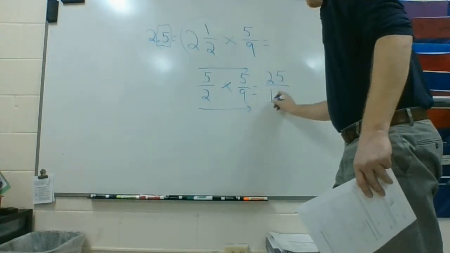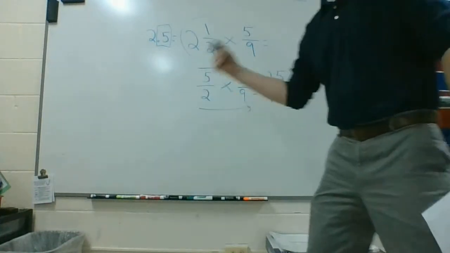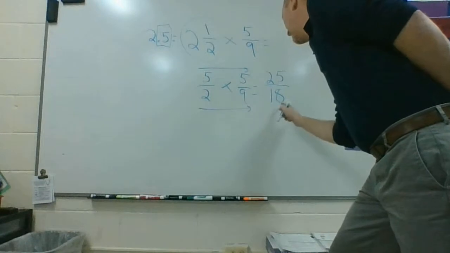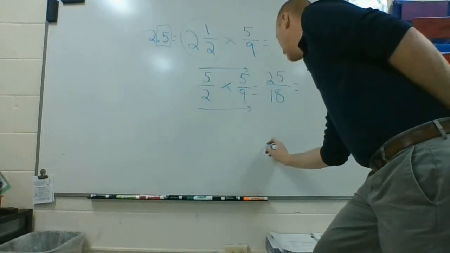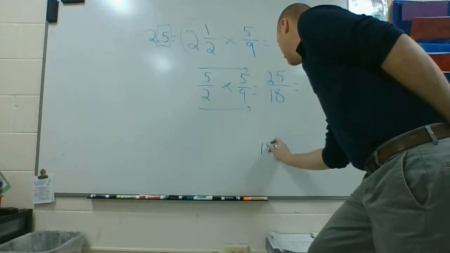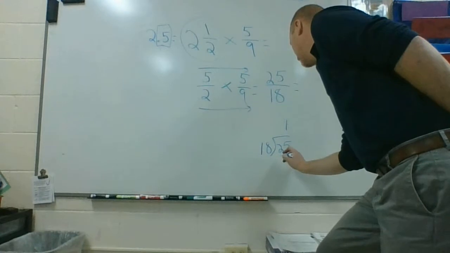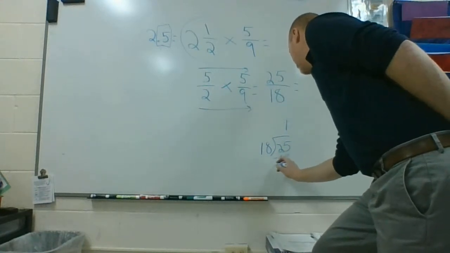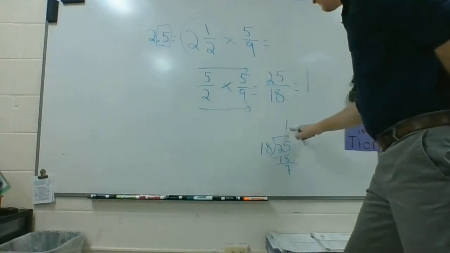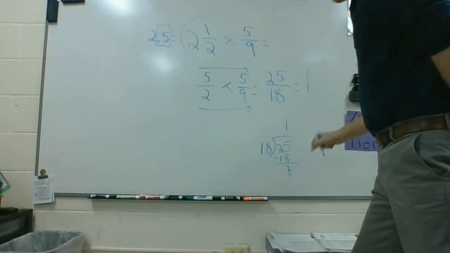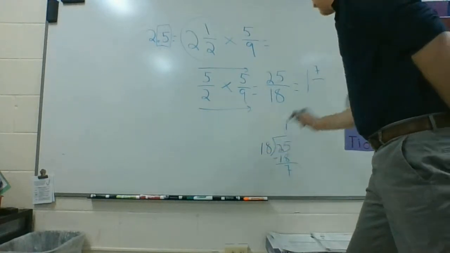2 times 9. Okay. Improper fraction. Step 3, convert it back. And 18 into 25. We do the work down here. Right? 18 is going into 25. We can see that it goes in once. We'll subtract that 18 from the 25. We're going to get 7. So our answer is going to be 1, the whole number. And we're going to have 7 left over. That's my numerator. And the denominator stays the same.